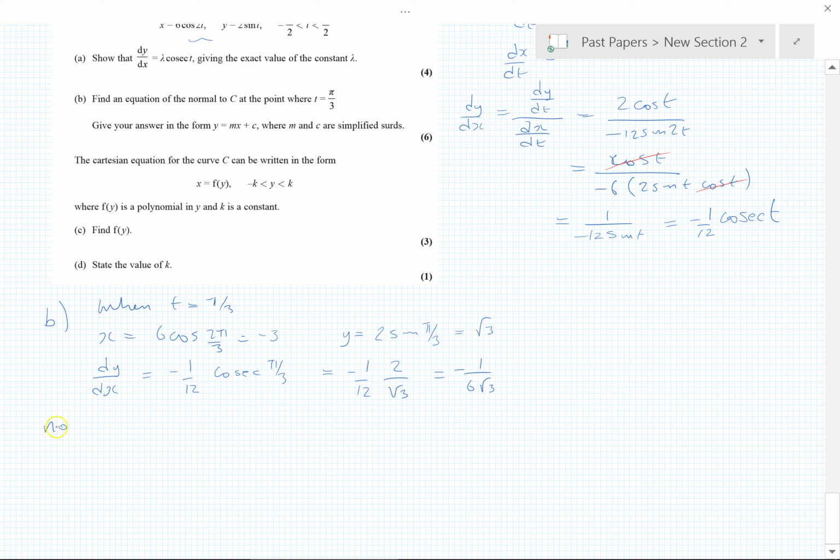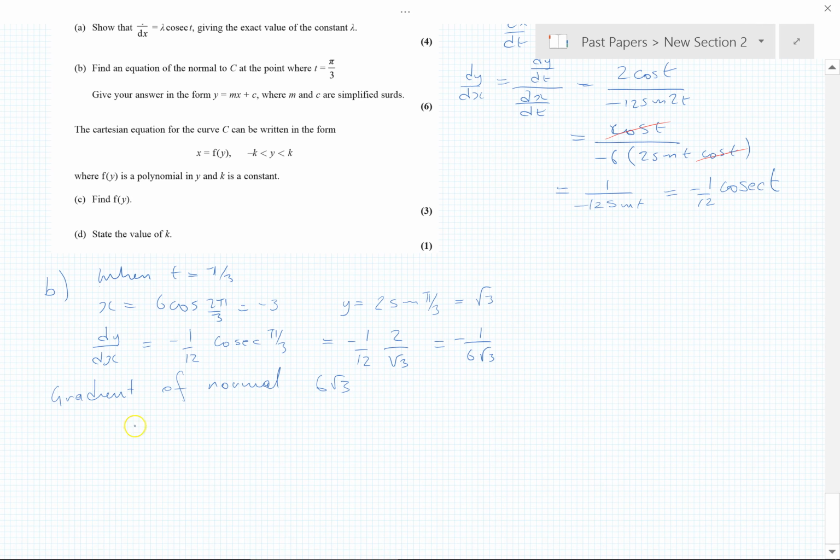So the gradient of the normal is 6 the square root of 3, because it's minus the reciprocal of that. Find the reciprocal of that and you'll get minus 6 root 3, and we change the sign. So that's the gradient.